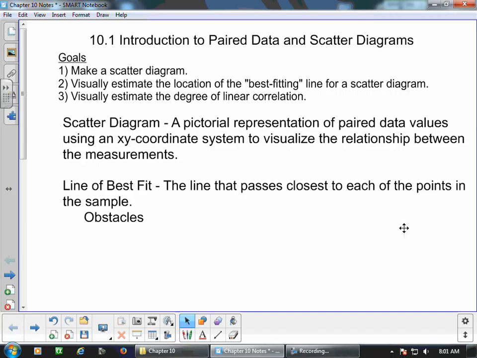And we'll define that in a little more detail in the next section when we talk about the least squares line. But in essence, the line of best fit is the line that best approximates the data. It passes closest to the points in the sample.